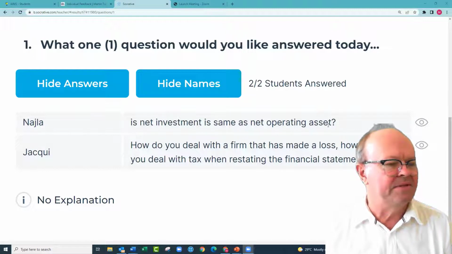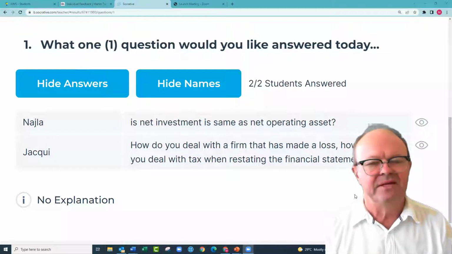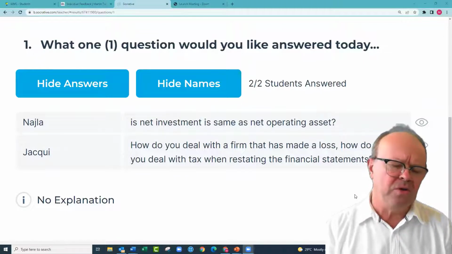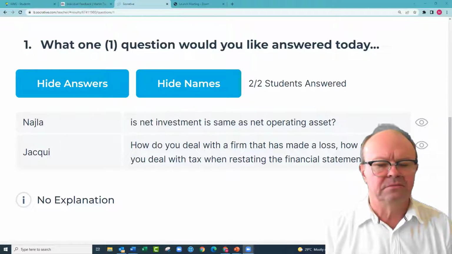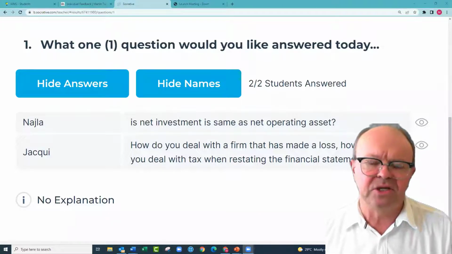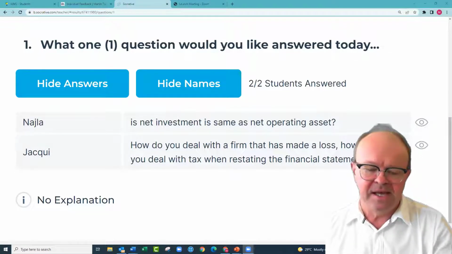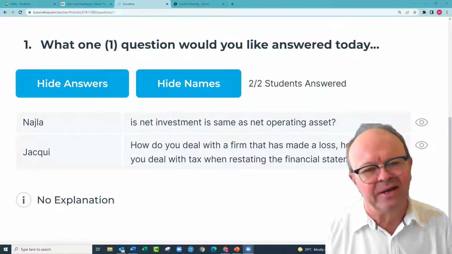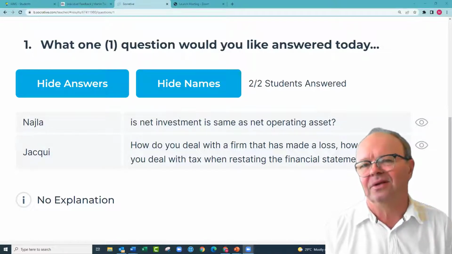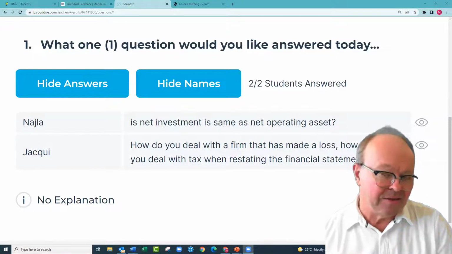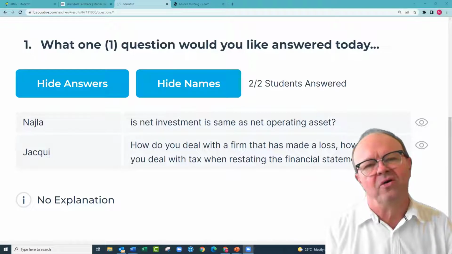Najla, is net investment the same as net operating assets? I think you're talking about net tangible assets, net investment. Well, net operating assets, because we're going to separate the operating and financial activities of our firm. So we're only looking at the net operating assets less operating liabilities. Whereas when people are talking about net assets generally, they usually haven't done that. They're looking at the net assets, which is all the assets net of all the liabilities. So net operating assets is a little bit different to that. It's the same general concept, but we are specifically focusing on the operating side of the business only.